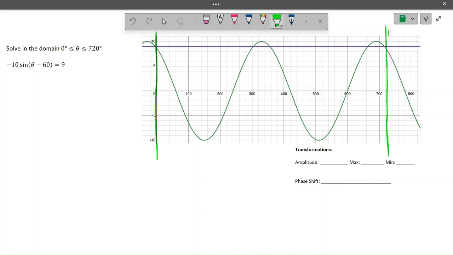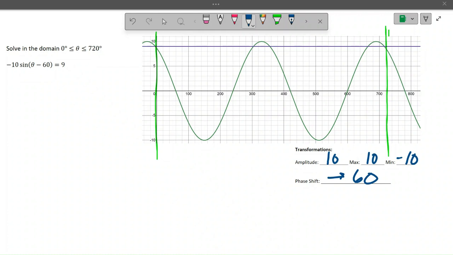Okay, that's our domain. And we still have an amplitude change, and we have a phase shift, and this particular graph is reflected. So let's just go over what our amplitude is. It is 10. That places our maximum values at positive 10 and our minimum values at negative 10. Our phase shift, our graph is shifted to the right 60 degrees because theta has to take on positive 60 to make what's in the parentheses 0.